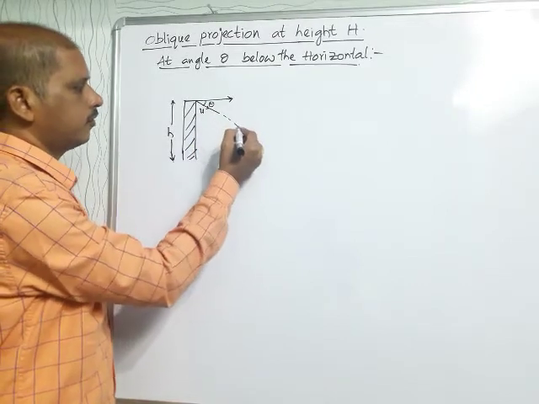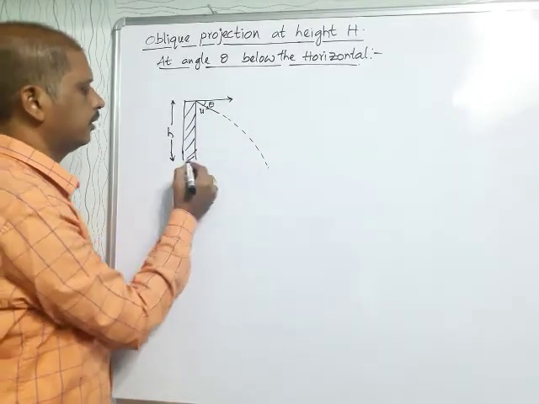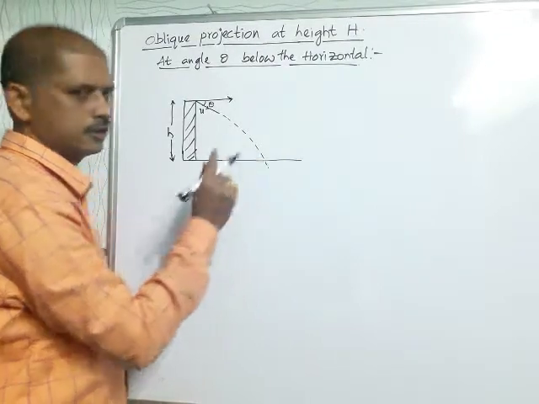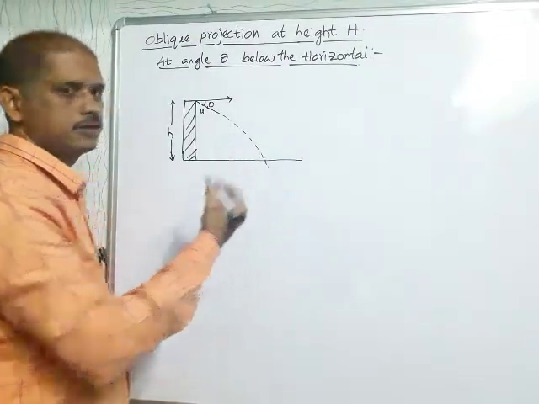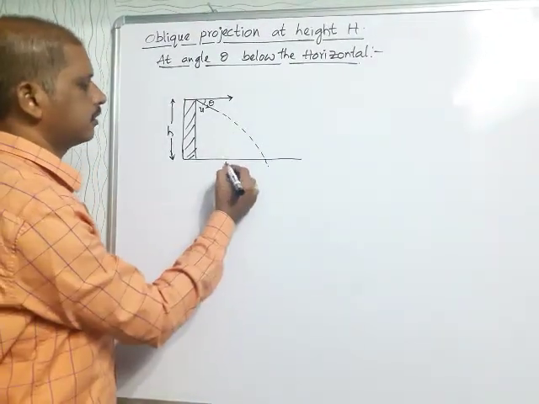So this also follows a parabolic path and reaches the ground. This is the horizontal level. Here it reaches the ground. So this is the range again.